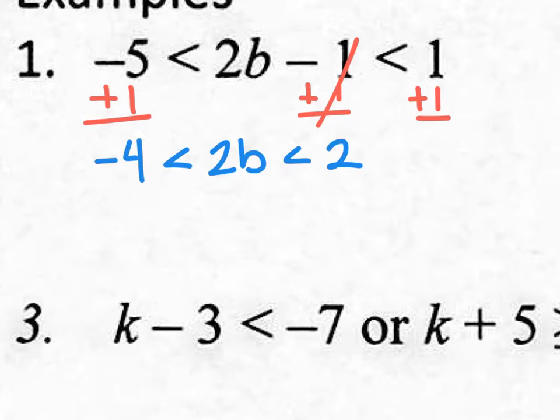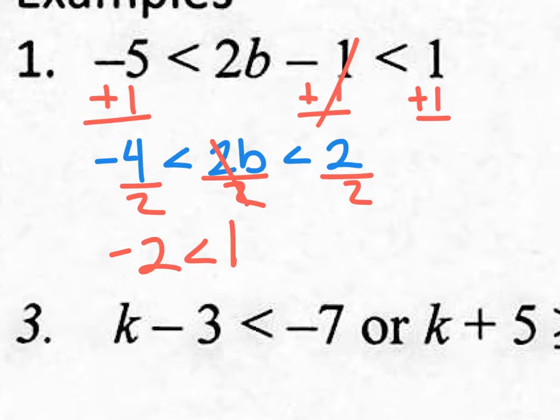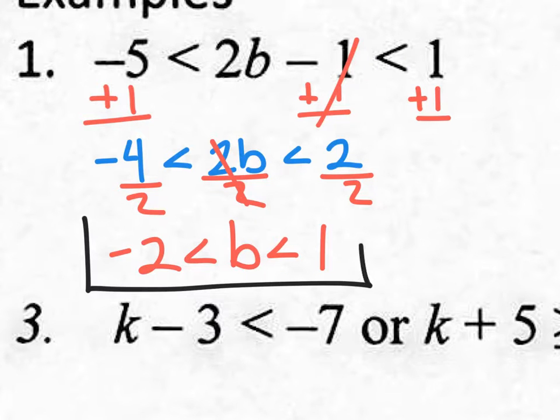So now I want to get b by itself in the middle, so I'm going to divide by 2, cancels, divide by 2, divide by 2. So what will I have left? I will have a negative 2 is less than b, which is less than 1. Ladies and gentlemen, that is your compound inequality answer for that one. Let's move on to number 2.